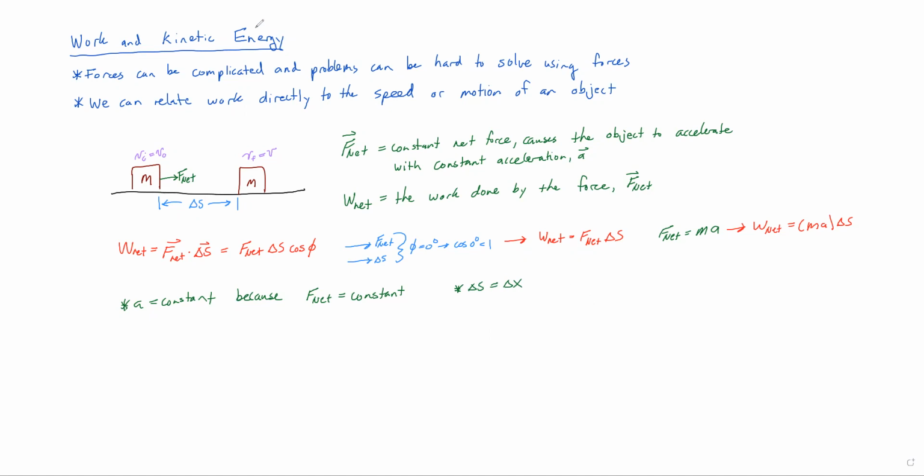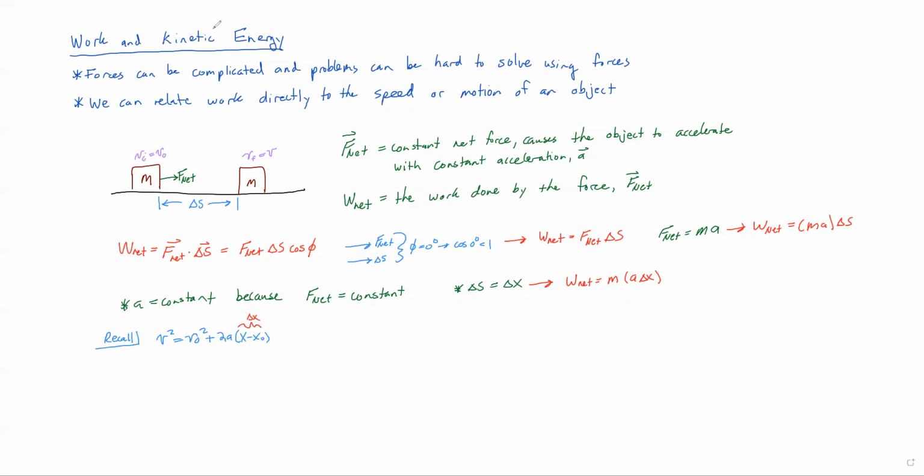So when I put that in there, I know that W net equals M times A delta x. Well, this A delta x is something that should seem familiar to you. So go back into your memory banks and recall that when we dealt with kinematic motion, we had a formula that said V squared equals V naught squared plus 2A times x minus x naught. Well, x minus x naught, if we look at it, is just equal to delta x.